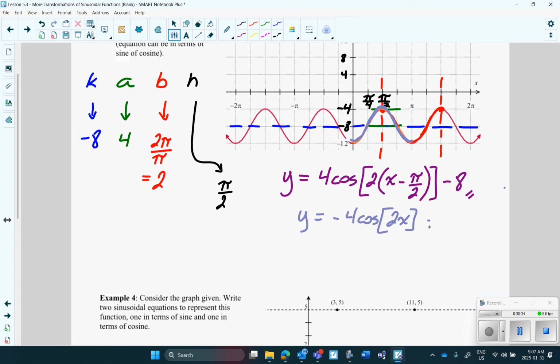Actually, let me just put parentheses. That would be good. If you decided to start with sine, here's a sine one. So we could replace this with sine, and the shift would be pi over 4, wouldn't it? Okay, because it only shifted one notch. So we could have said 4 sine (2x minus pi over 4) minus 8. All sorts of options.